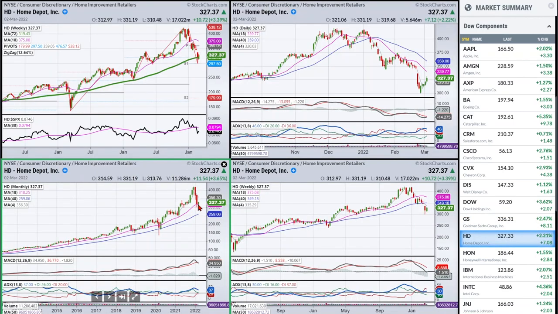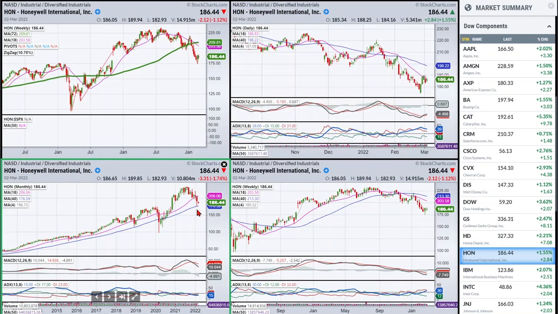Home Depot, violent decline to the 18-month. Yes, this is the price area where I would be watching, but I don't like the way it's approaching it. Look at the violence of the selling. You can see it in the ADX on the daily chart. No rush on here. When I see a drop like this, expect sideways action first if it's going to survive. 300 is a big level.